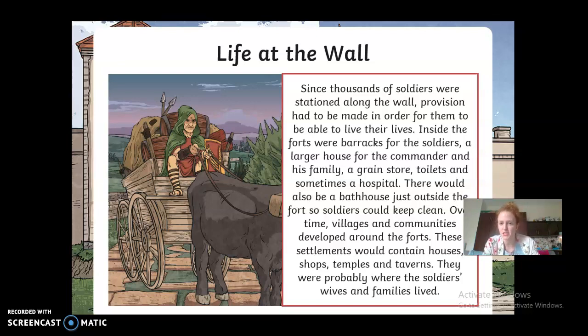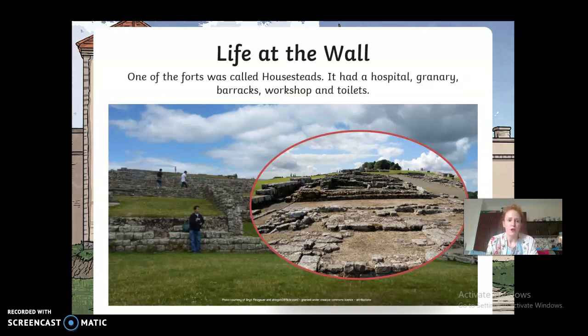Over time, villages and communities developed around the forts. These settlements would contain houses, shops, temples, and taverns. They were probably where the soldiers' wives and families lived. Okay. Right, one of the forts was called Housesteads. It had a hospital, granary, this is where they stored all the grains, barracks, workshops, and toilets.